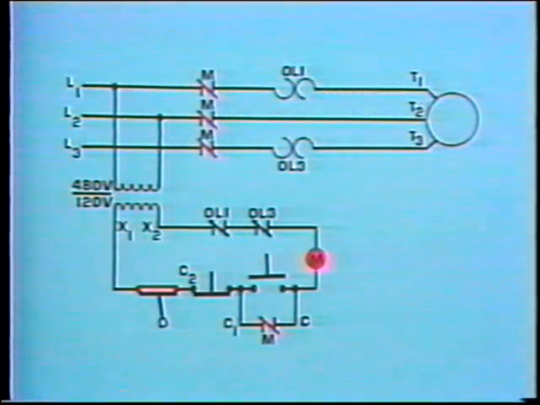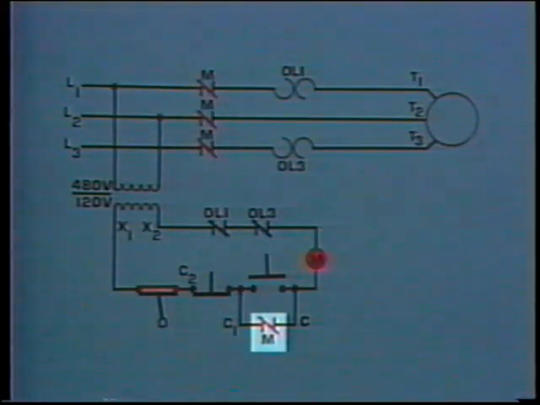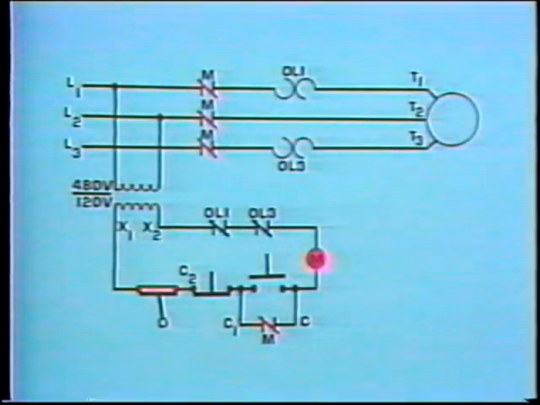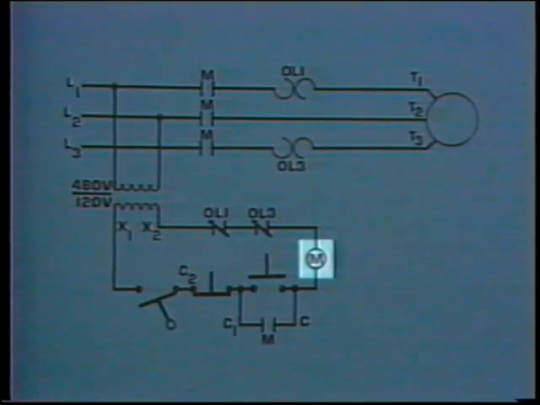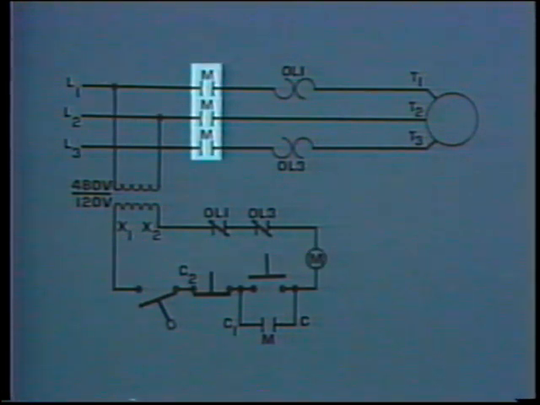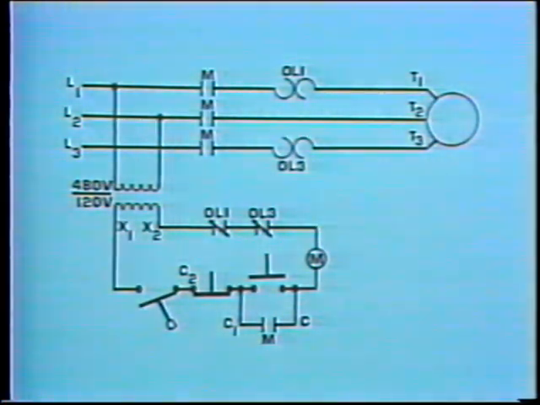Even after the start button is released, the maintaining contact remains closed, maintaining a complete circuit through the magnetic contactor's operating coil. The motor continues to operate until the liquid level in the sump lowers to a preset value. When the liquid reaches the preset value, the float switch opens, breaking the circuit. The operating coil is de-energized and its main contacts in the motor circuit and the maintaining contact open, so the motor stops operating.